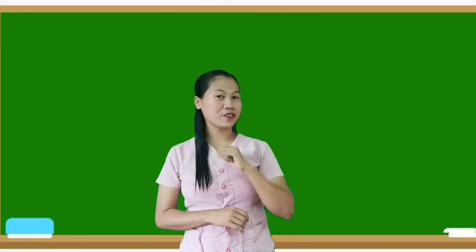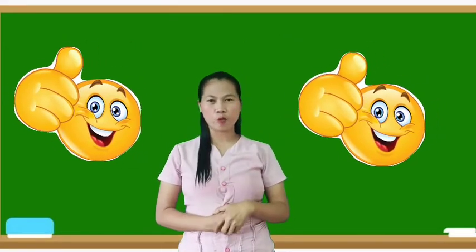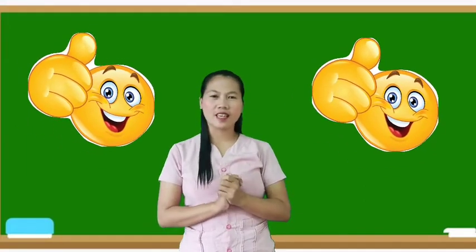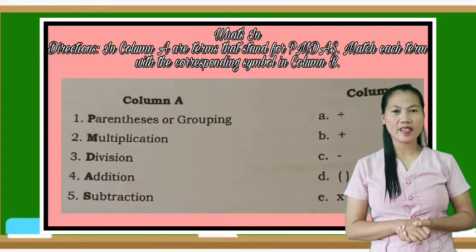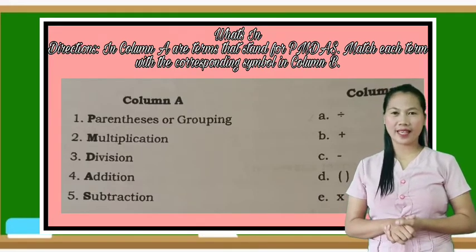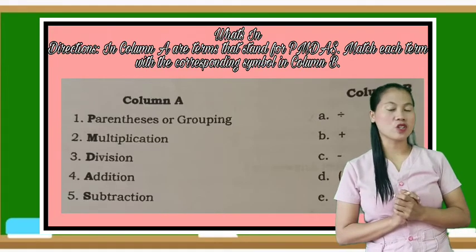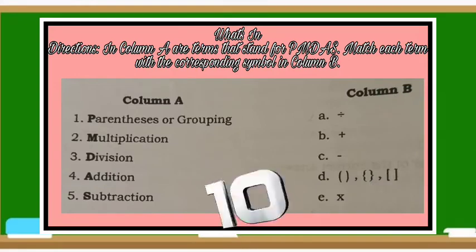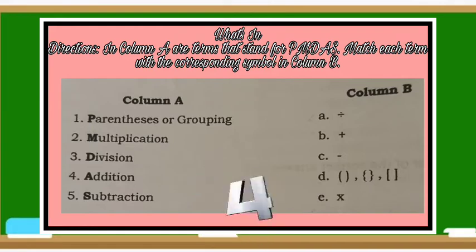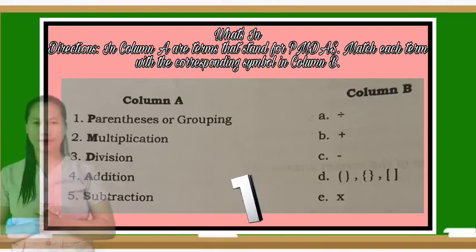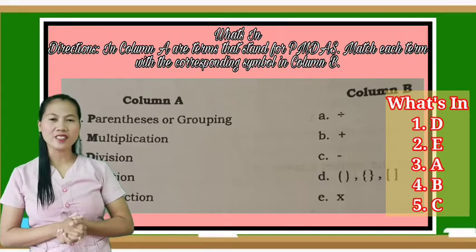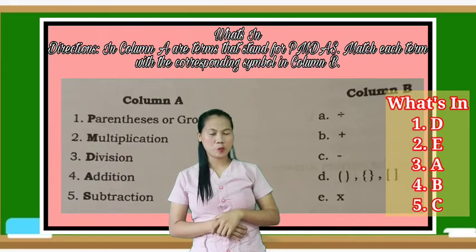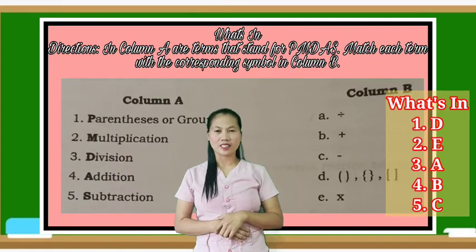If your answers are correct, job well done, grade 5 pupils. If not, better luck next time. Directions. In column A are terms that stand for PMDAS. Match its terms with corresponding symbol in column B. Time's up, and now let us check your work. If your answers are correct, good job, grade 5 pupils. If not, better luck next time.